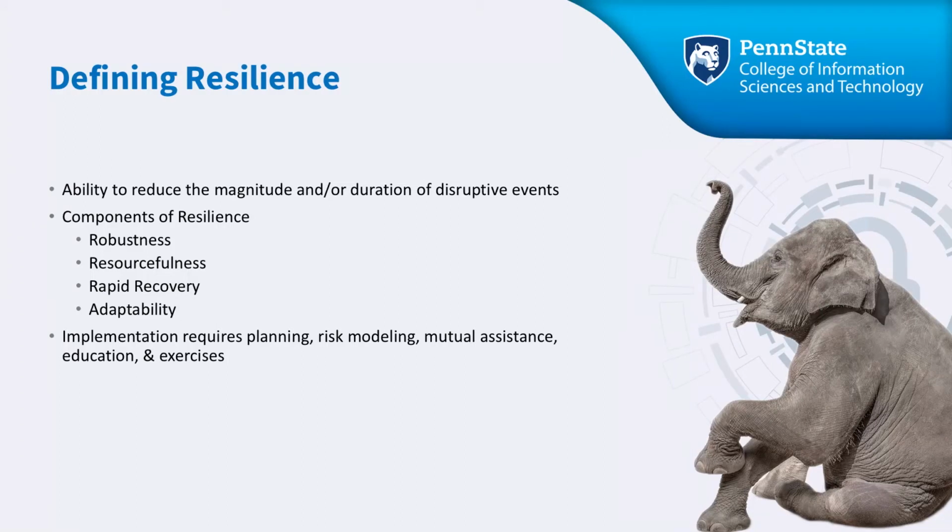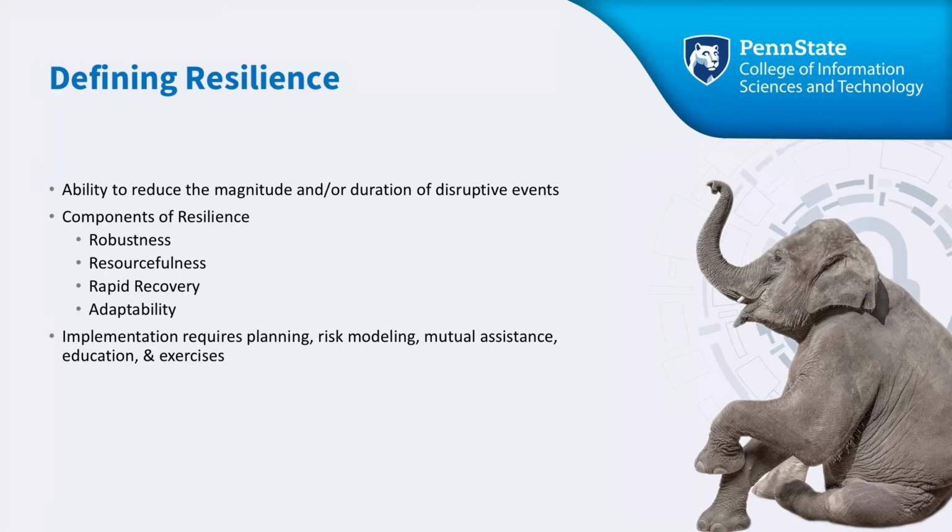Successful resilience requires emergency and continuity planning, risk modeling, exercises, education and training, and mutual assistance. A couple of these terms are new but critical. Mutual assistance refers to agreements among jurisdictions or entities that promise aid in times of need. Teams of power workers coming to an area of a blackout is an example of that.